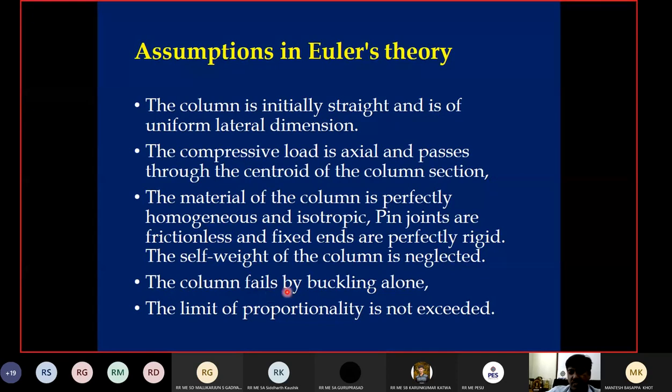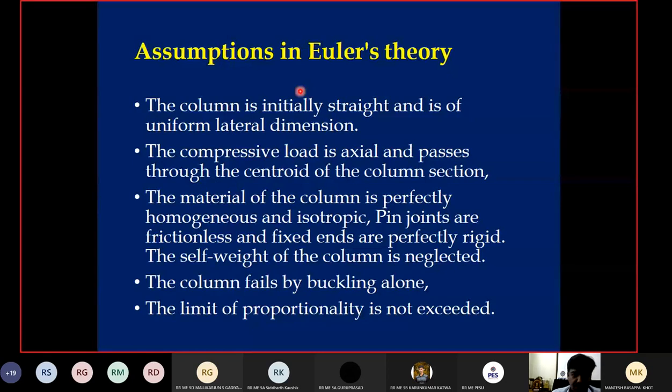So though the column may have various types of imperfection which are not taken into account, his assumption is that this particular column, which is slender, which is long, as well as which has the geometrical properties and the material properties, is going to fail only by buckling alone. And he says that the limit of proportionality is not exceeded. That means this whole system has to be within the elastic limit. That's Euler's theory, and he put these assumptions in order to get the final equations that he derived for the critical buckling.